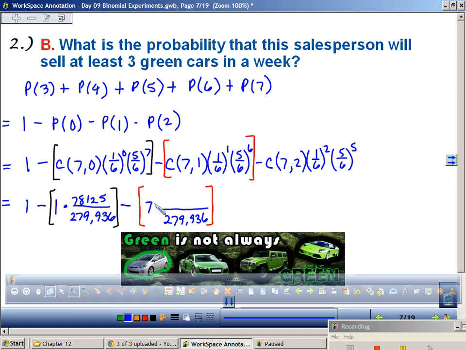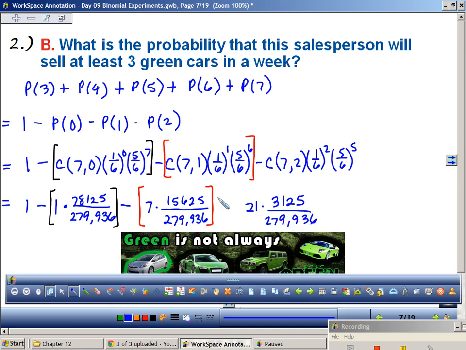Okay, so what's this one? What is 78,125 divided by 5? 15,625. So what's the next one going to be? This is going to be 21. That's going to be divided by 5. What is it? Kevin's got it. 3,125 over that big number, 279,936. I hope I didn't lose you guys.